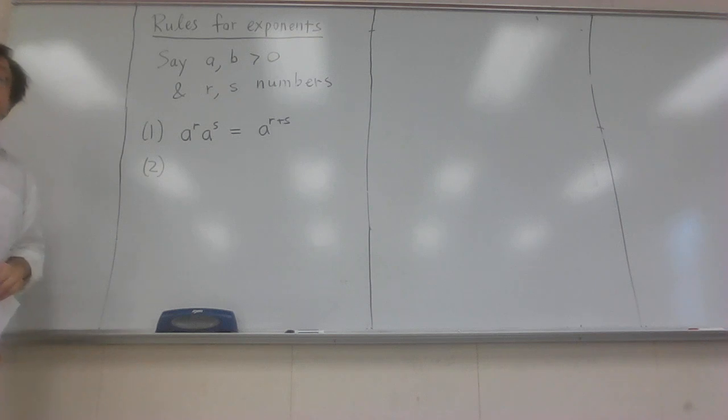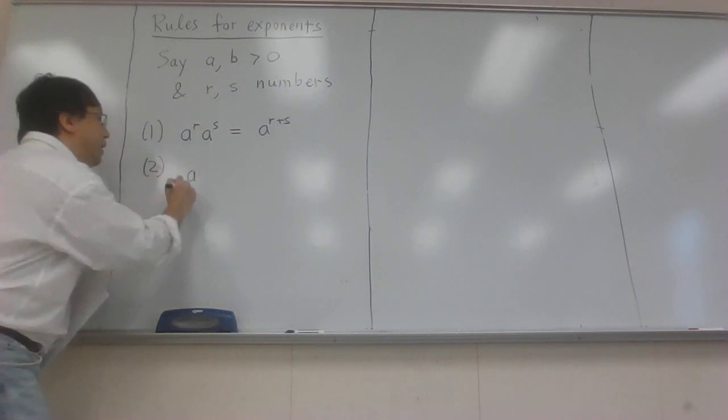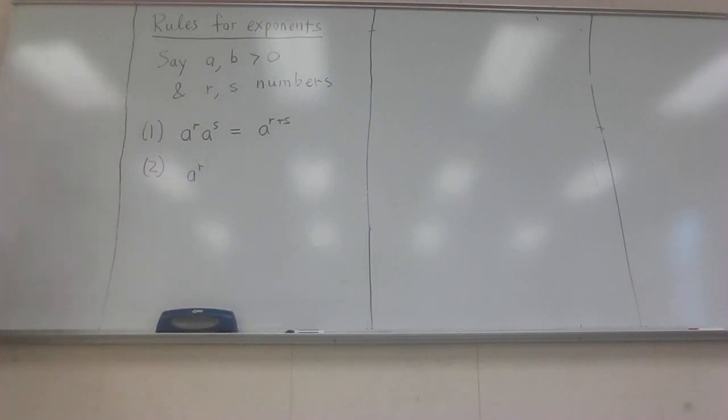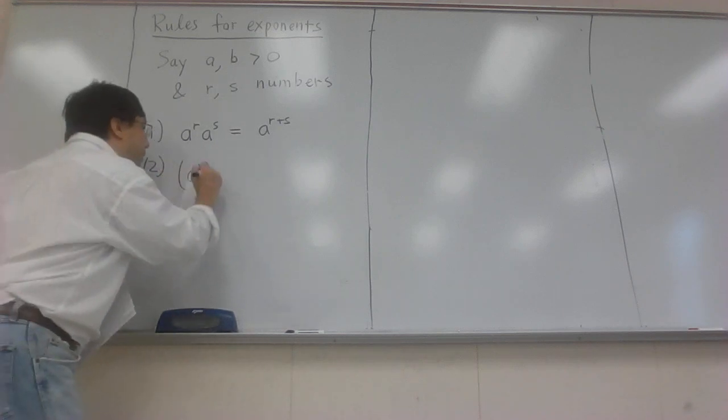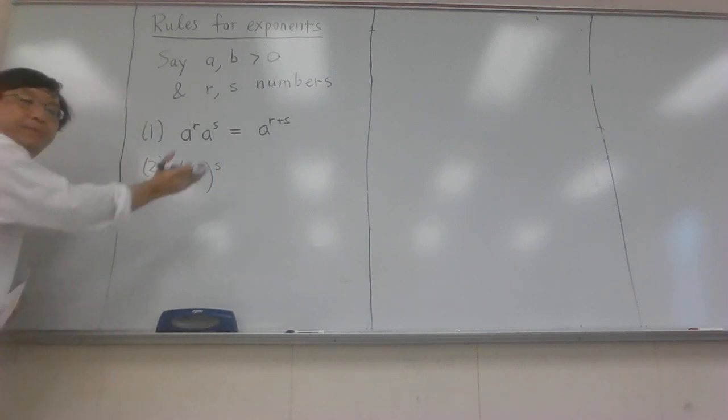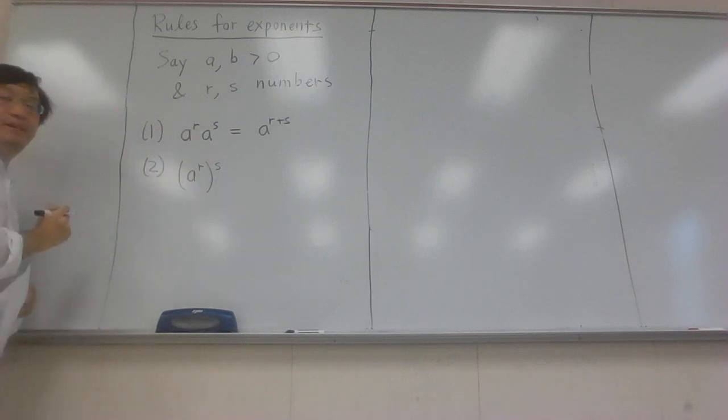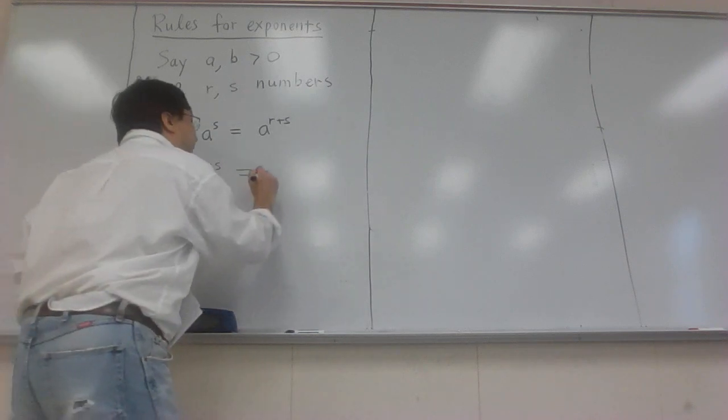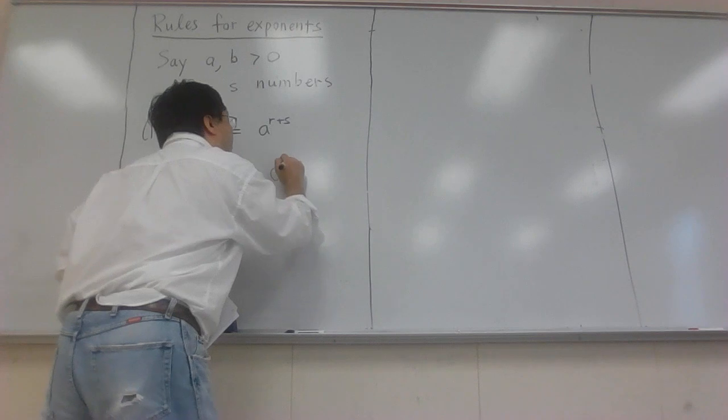Rule 2 says that repeated exponentiation is the same as multiplying the powers together. So if you take a to the power of r, and you take the whole thing to the power of s, so if you repeatedly exponentiate, that's the same as taking a to the power of r times s.